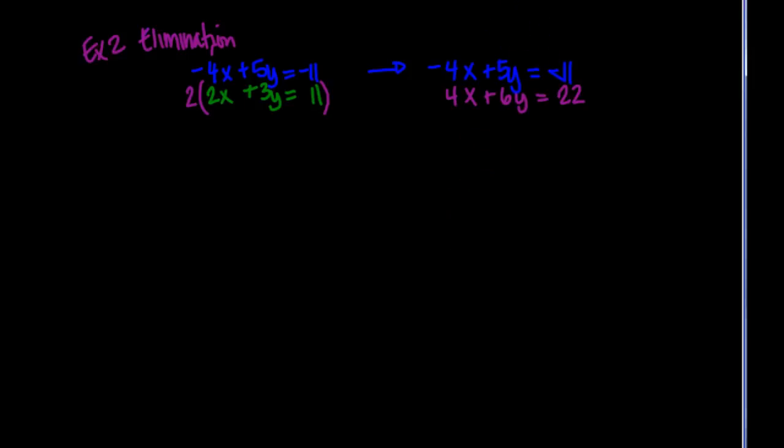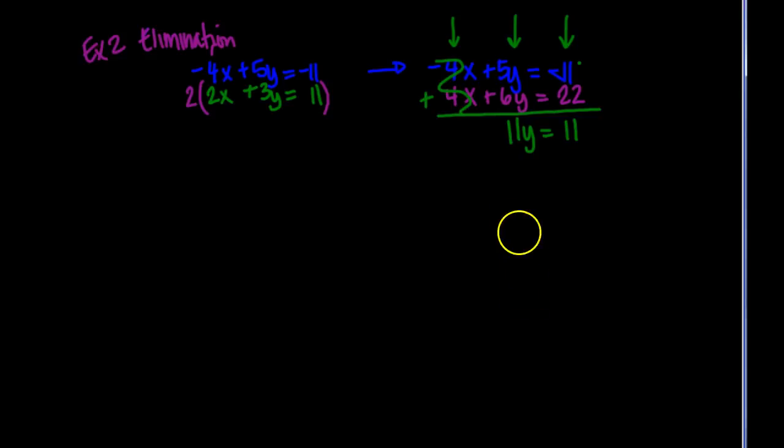All right, now you're going to play the knockout game. So draw a line underneath these, and we are going to add these guys together. So we're going to add the columns. I have like terms stacked up underneath each other, so we're going to go straight down and add. The first one, -4x plus 4x is 0x. So this is gone. Now let's add the next one. 5y and 6y is 11y. And then let's add the last one, -11 plus 22 is +11.